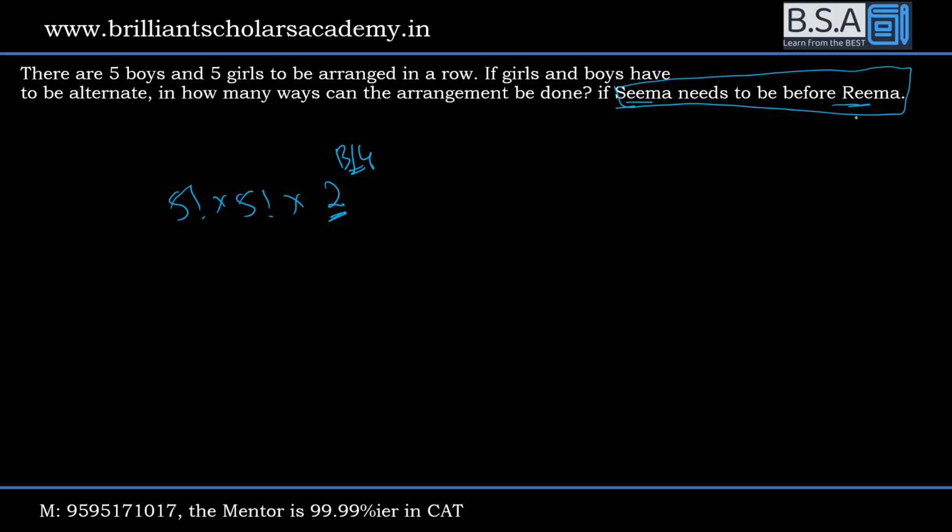Seema needs to be before Reema. Can I say wherever they are, there are two possibilities? Seema आगे है, Reema पीछे है, or Reema आगे है, Seema पीछे. There are only two possibilities. So out of these two, only one is valid. बस ये करना है आपको. There is only one valid way. ये cancel, आपका answer ये आ गया.